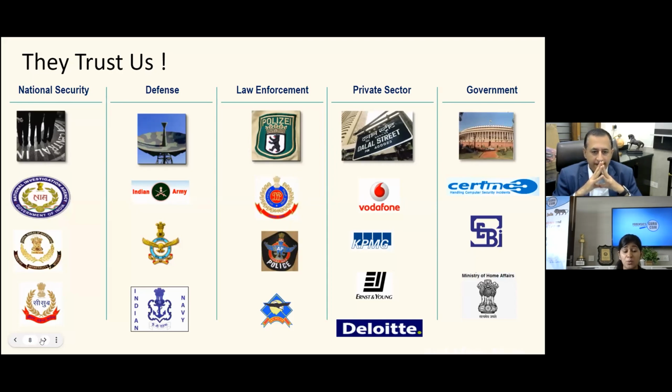We also work with the private sector. All the big 4 companies like KPMG, Deloitte, PwC, Ernst & Young are our happy customers. Other companies like Vodafone and IBM are also our clients. In the government sector, different organizations such as MHA, CERT India, and SEBI are also our true customers.